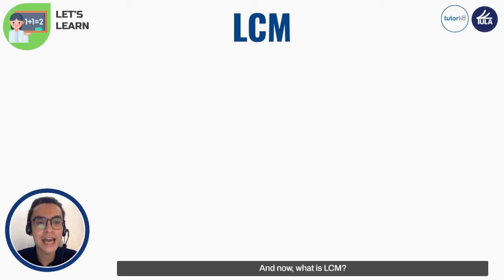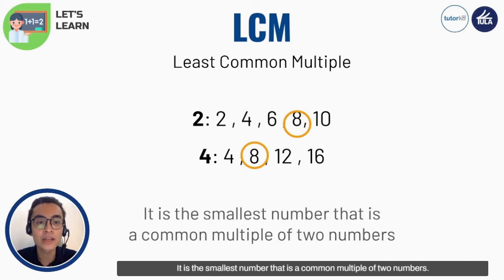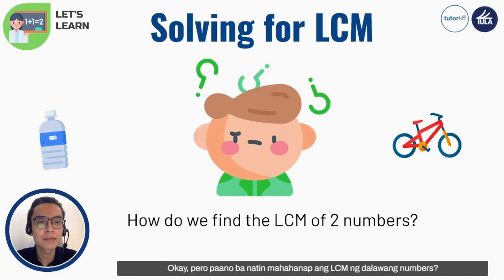And now, what is LCM? LCM stands for least common multiple. It is the smallest number that is a common multiple of two numbers. Okay, pero paano ba natin mahahanap ang LCM ng dalawang numbers?